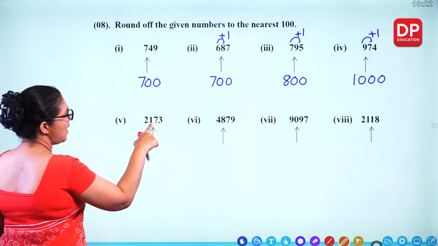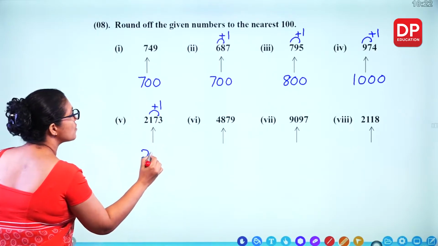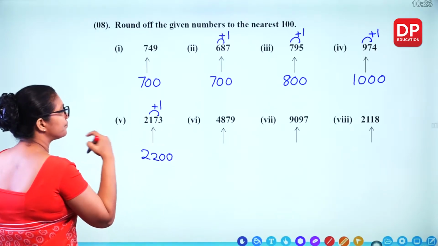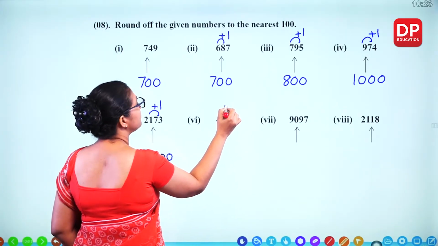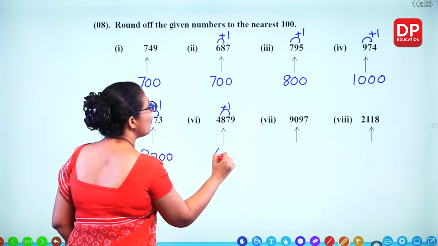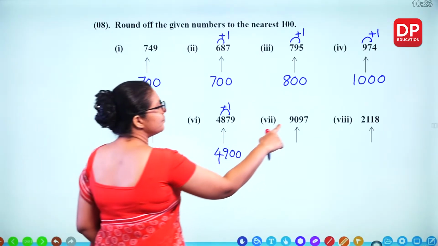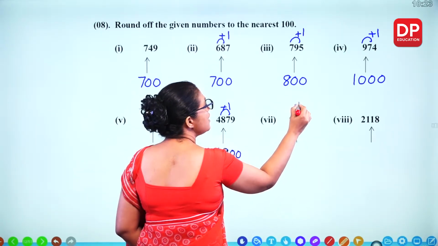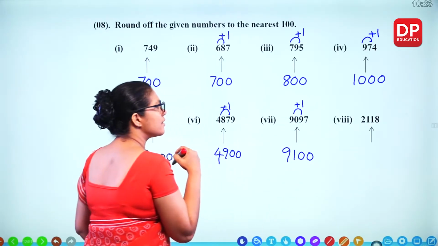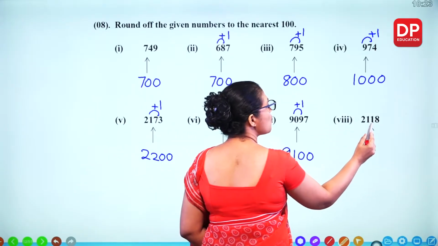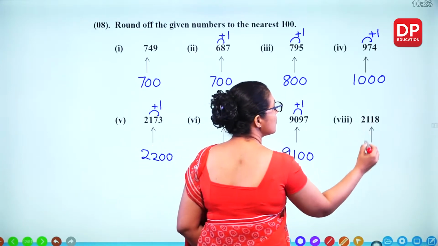This one is there, but next digit is 7. Yes, you need to add 1. 2200. 8 is the digit, 7 is the next digit. Add 1. So 4900. Next digit is 9. So you need to add 1. 9100. Next digit is 1. So you don't need to add 1. So 2100.